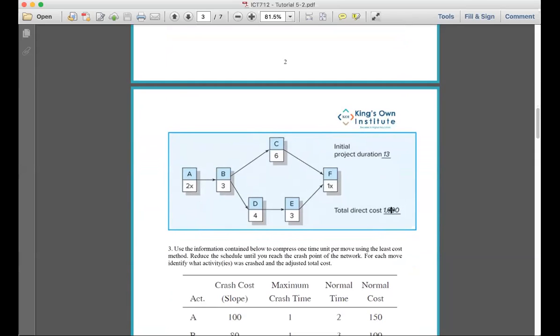We identify which ones take the longer time. Okay, so let's go. How many paths do we have?